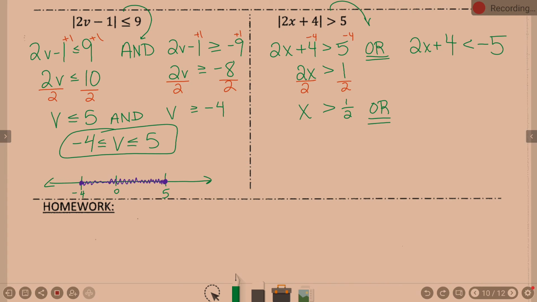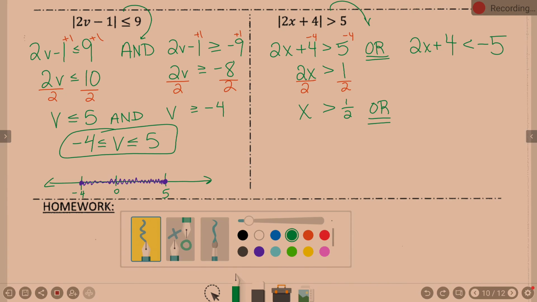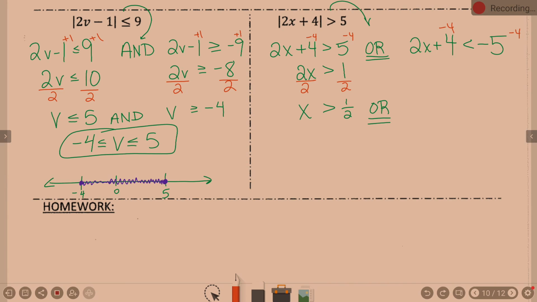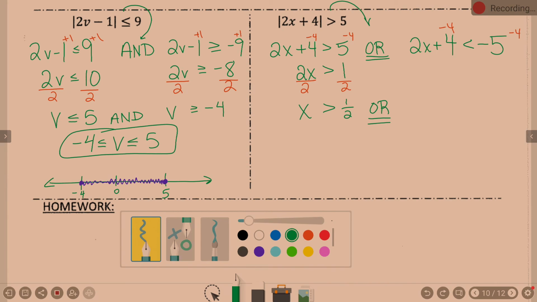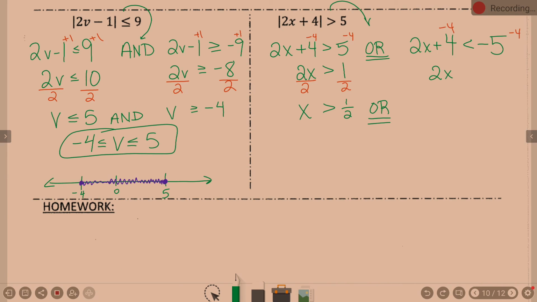If it's 2x plus 4, again, I'm going to... Carry the 2x. 4 minus 4 cancels. Carry the less than down. Negative 5 minus 4. Negative 9. If it's 2x, how do I get x by itself?